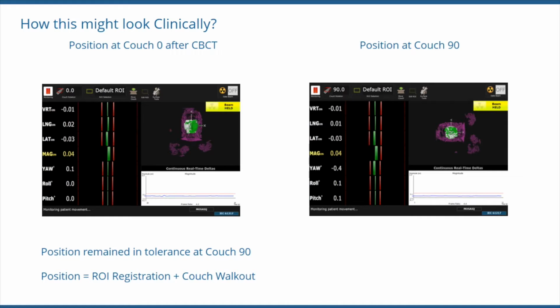When we load a field with a couch rotation, the surface within AlignRT is rotated. We can then rotate the treatment couch to position the patient at that particular couch angle. It is important to remember that the current delta values represent the patient position and the couch walkout of your treatment couch. These delta values are within tolerance and we can now begin treatment as shown on the right hand side.